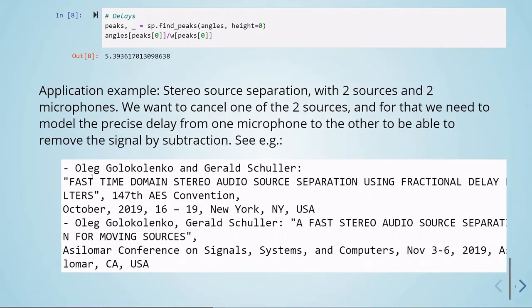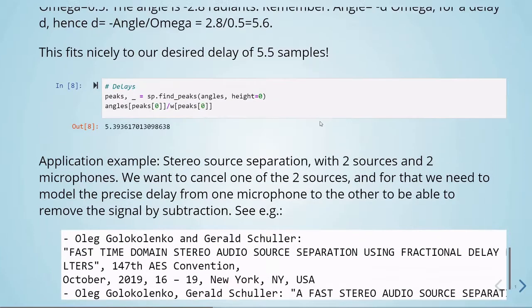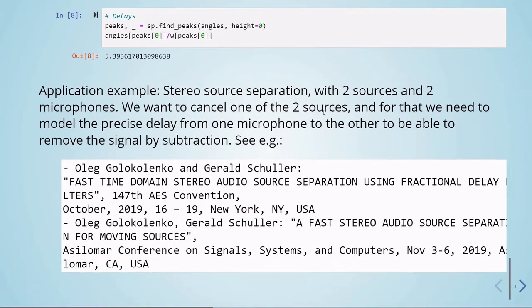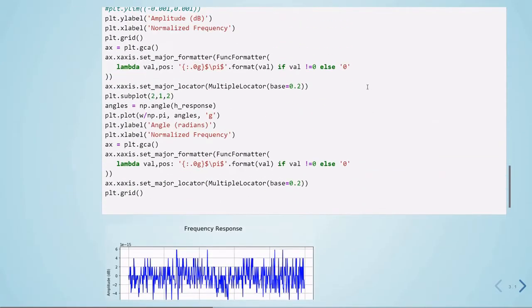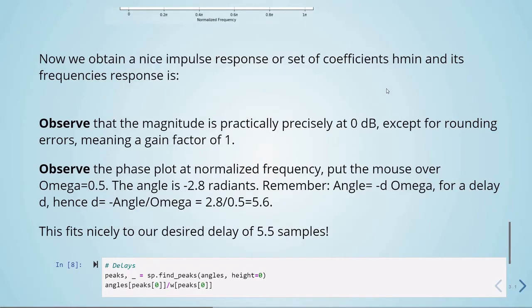And you'll find this application by Professor Schuller, the first time domain stereo audio source separation using fractional delay filters, and we'll use this one application of this design here.